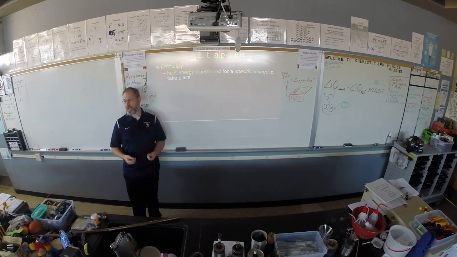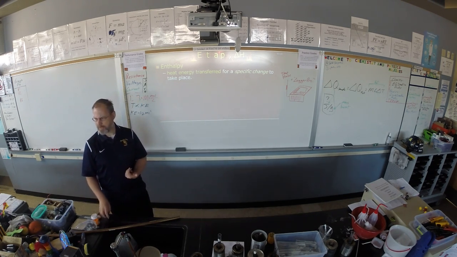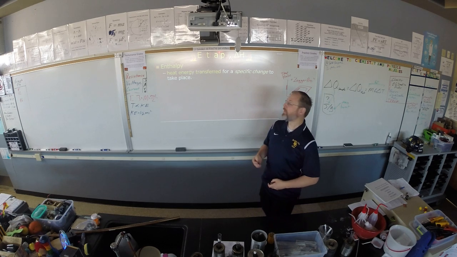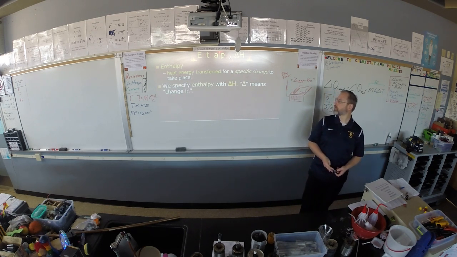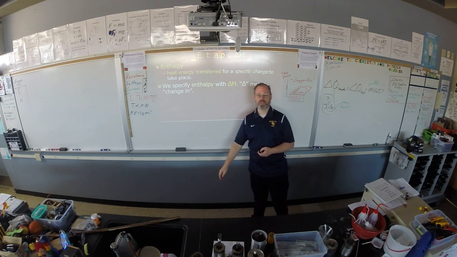And because it is a change, we put a triangle in front of the H. What does the triangle in front of an H mean? Delta. Delta, what does it mean? Change in, yeah. So we're talking about change in heat. The enthalpy is a change in heat. So delta means change, so we put a delta in front of it, meaning change in.